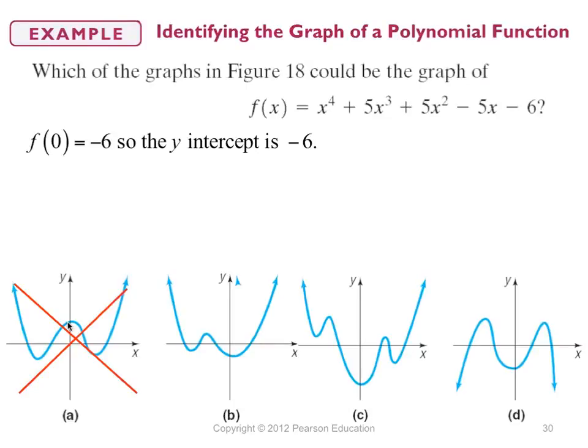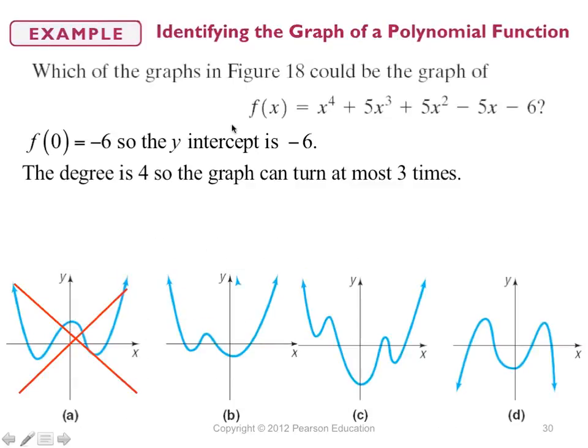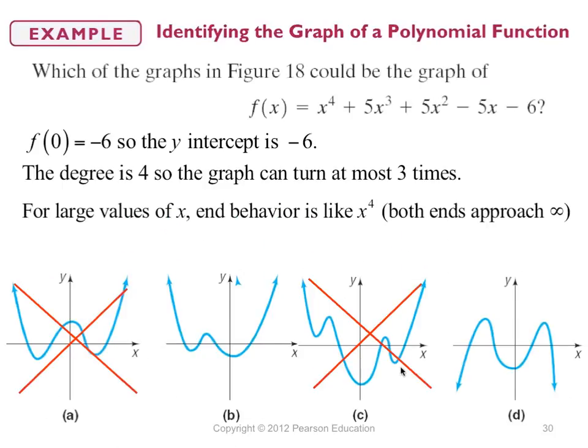So it can't be that graph. And then if we keep going, we know that the degree is 4. So we know that the graph can turn at most 3 times, because 4 minus 1 gives you 3. Now, if you look over at C, that has 1, 2, 3, 4, 5 turning points, so that one cannot be it. And then in addition, we know what the end behavior should look like.